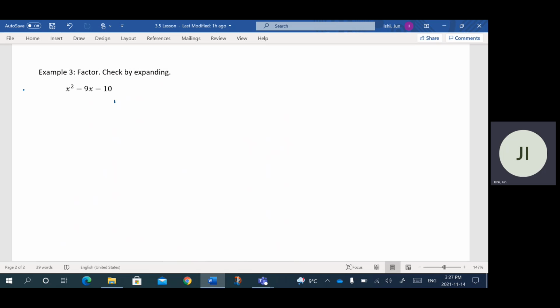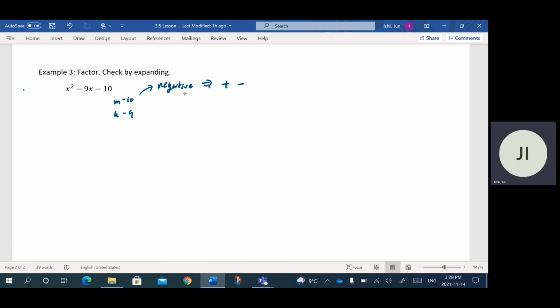All right, so I want two numbers that multiply to negative 10 and add to negative 9. This time, if the product is negative, it means that one number is going to be positive and one number is going to be negative, right? In order to get two numbers that multiply to a negative number, you have to have opposite signs. Once you spot that they multiply to a negative, you can safely assume that one's going to be positive, one's going to be negative.